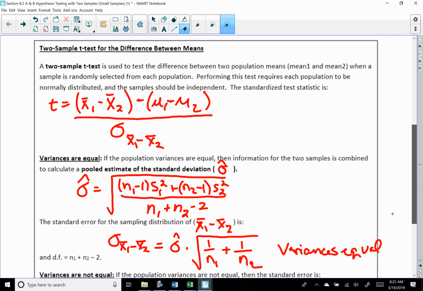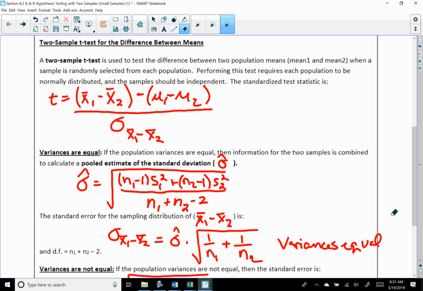For the two-sample t-test for difference between means, this is where it gets a little bit complicated. A two-sample t-test is used to test the difference between two population means, mean 1 and mean 2, when a sample is randomly selected from each population. Performing this test requires each population to be normally distributed, and the samples must be independent. The standardized test statistic that you would use is t is equal to x bar 1 minus x bar 2 minus mu 1 minus mu 2.